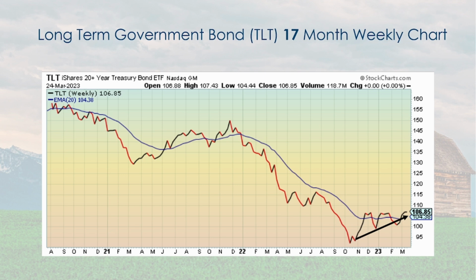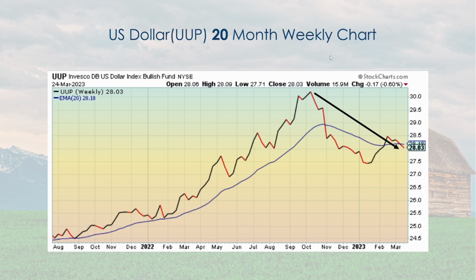I put a black arrow at the bottom to show that there is starting to be, in the past several months, strength in the long-term government bond. This means that if the bonds are going up slightly in price, yields are starting to come down, or interest rates and yields are both starting to come down.